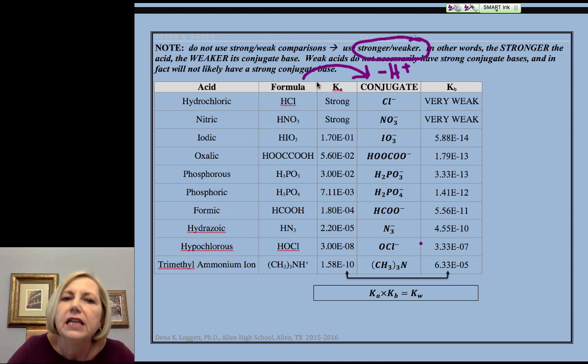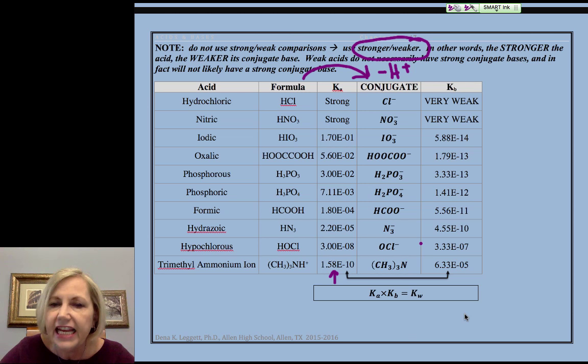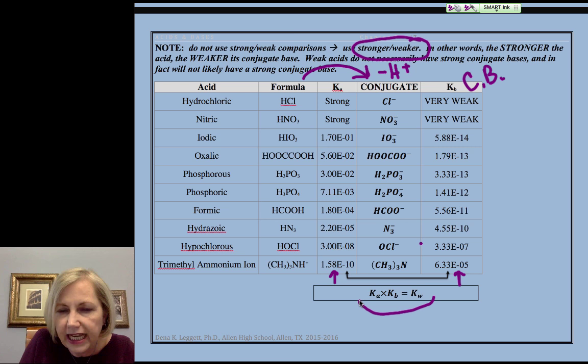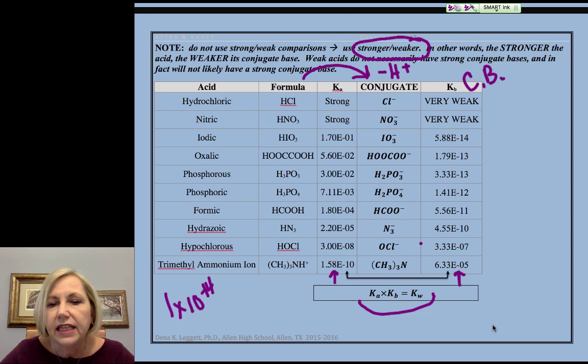If it's weak, it's going to be an equilibrium. So these are your equilibrium constants, your Ka. If you know a Ka, you can always find the Kb for its conjugate base. So this is the Kb for the conjugate bases, because Ka times Kb is equal to Kw. So the Kw you memorize is 1 times 10 to the minus 14th. If it's not at that temperature, then the question will tell you.